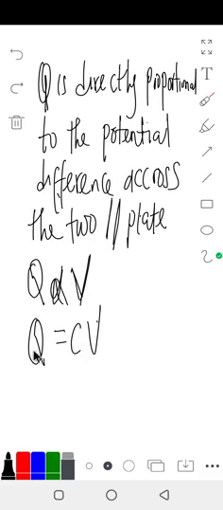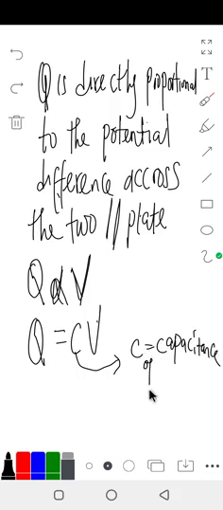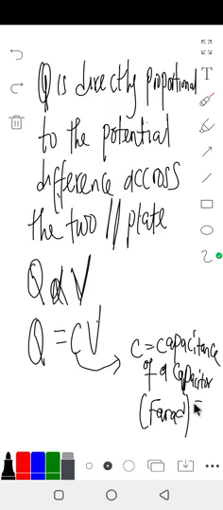Then change the proportionality sign. We have quantity of charge Q equal to CV. That means this C is a constant which is known as the capacitance of a capacitor. The unit is the farad, capital F. It is measured in farad.